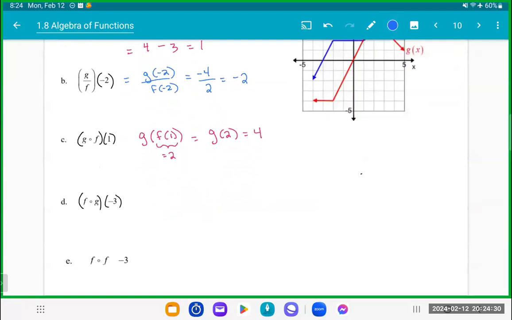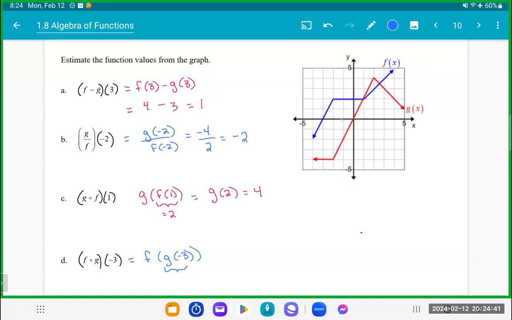f of g of -3, so that is f of g of -3. So what is g of -3? We go -1, 2, 3. Here's that. g is this value here, which is -4. So that is really f of -4. So here's -1, -2, -3, -4. And my f function is -2. Okay, question.